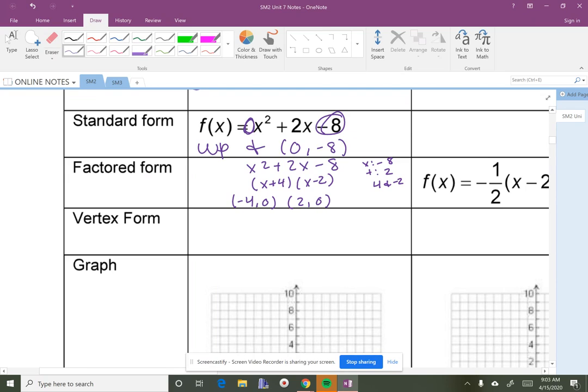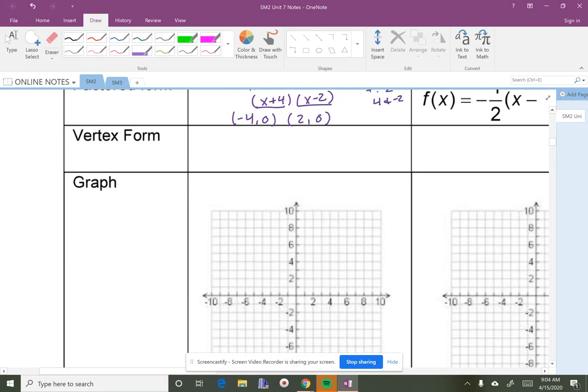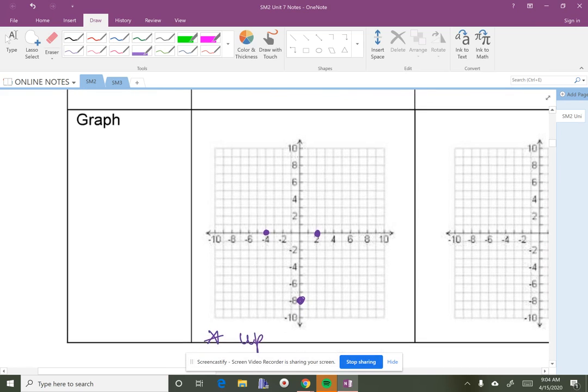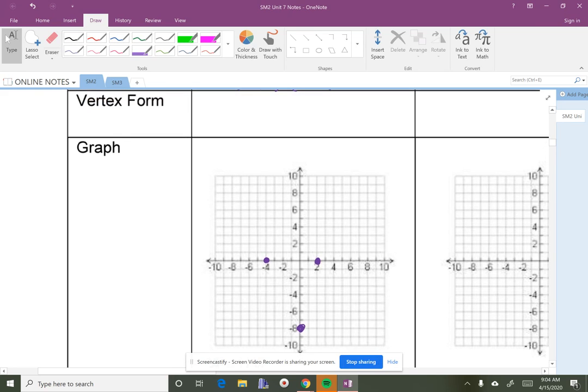Okay? Those points come from solving. If I were to take each of my factors and set it equal to 0, those are the answers that I get. So I'm going to add those points to my graph. (-4, 0) and (2, 0). And right away, based off of that, I know that I'm on the right track because I have my y-intercept point, and this is looking like a parabola or a U that's going to open up.